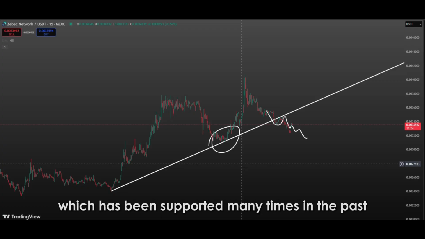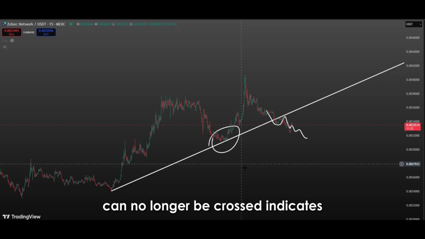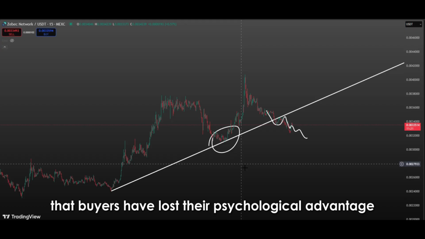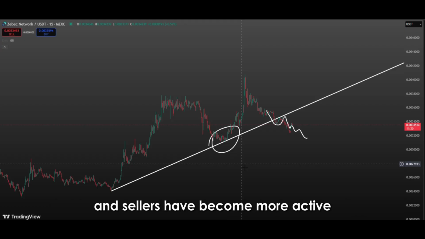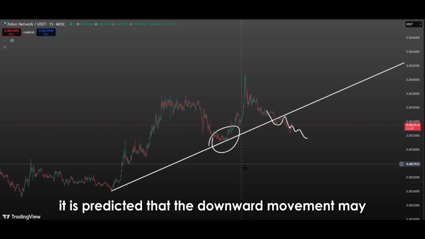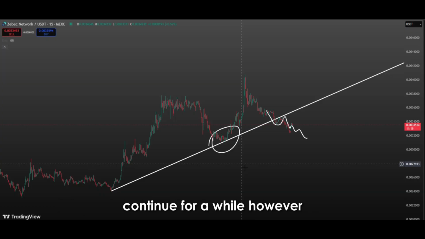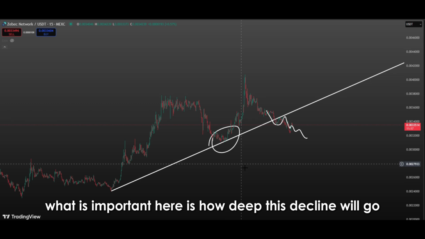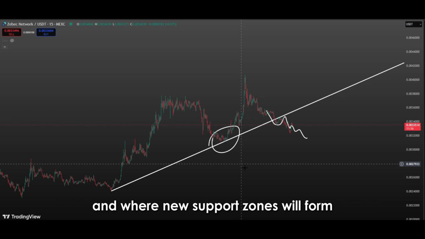The fact that this line, which has been supported many times in the past, can no longer be crossed indicates that buyers have lost their psychological advantage and sellers have become more active. At this point, it is predicted that the downward movement may continue for a while. However, what is important here is how deep this decline will go and where new support zones will form.